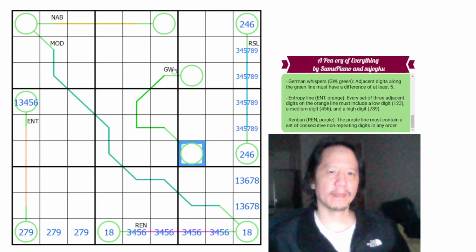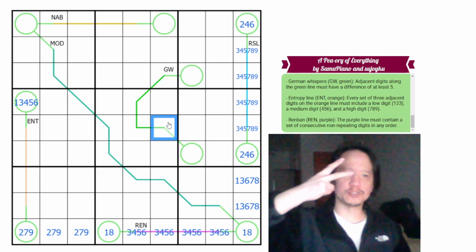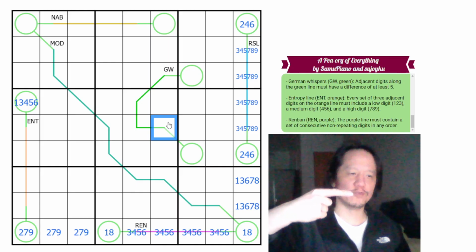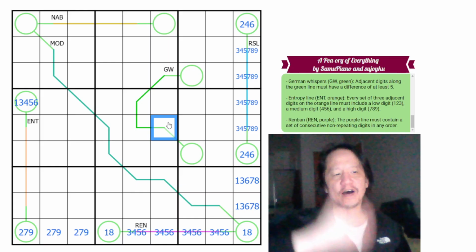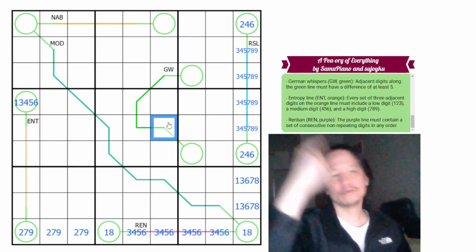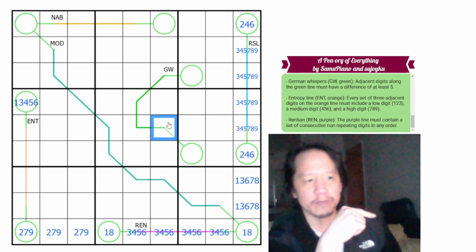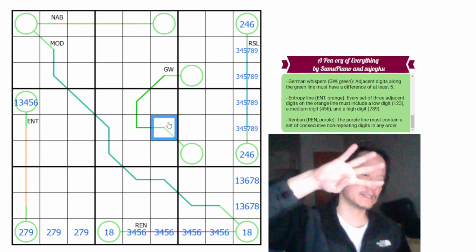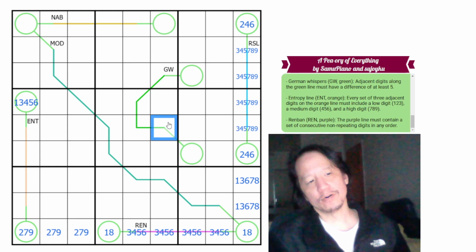Okay. This is German whisper, so there has to be at least 2 lows and 2 highs. German whisper always alternates between a low number, which is 1 through 4, and a high number, which is 6 through 9, right? Because there's a difference of 5 in between 1 through 6. So if you're on 1 at the minimum, you always have to go to at least 6 through 9, right? So therefore, you always have 2 lows and you always have 2 highs.